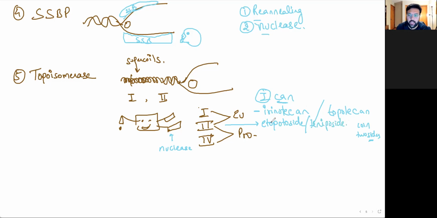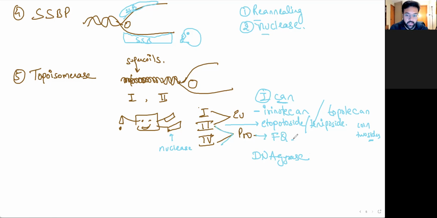Etoposide and teniposide, irinotecan, topotecan can block topoisomerase 1. Etoposide, teniposide can block topoisomerase 2. Finally, we have a drug which can block prokaryotic topoisomerase, which is also called DNA gyrase. What is that drug? Fluoroquinolone. Excellent. So the drugs which can block topoisomerase 2 and 4 in prokaryotes are fluoroquinolones.